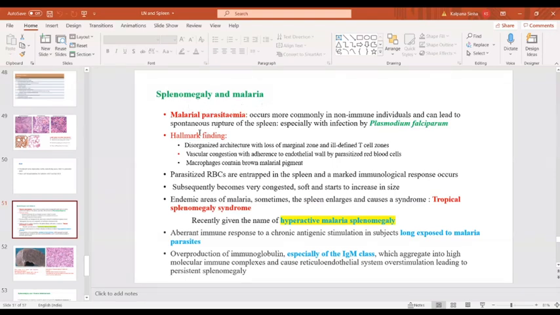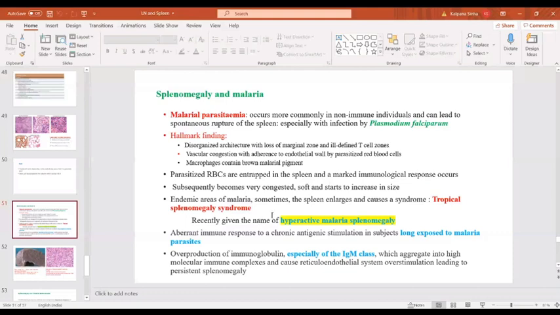So what is the cause? There is malaria parasitemia. This happens in non-immune individuals and mostly with Plasmodium falciparum. There will be marked expansion of the red pulp. There will be vascular congestion, and macrophages containing malarial pigment will be deposited in the red pulp. Basically, these parasitized RBCs get trapped and destroyed in the spleen, and so they elicit splenomegaly because of the immunological response.